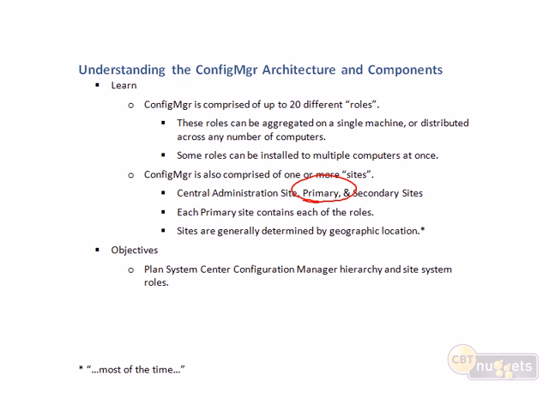And a central site is one that is used whenever you plan on expanding beyond one server. That's all you really need to know for now. Now, primary sites. Each primary site is going to contain usually each of these roles. And they tend to be determined, not always, most of the time, by geographic location.